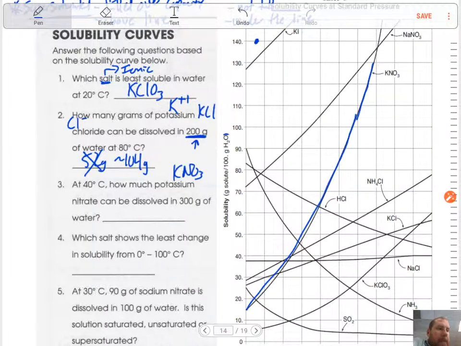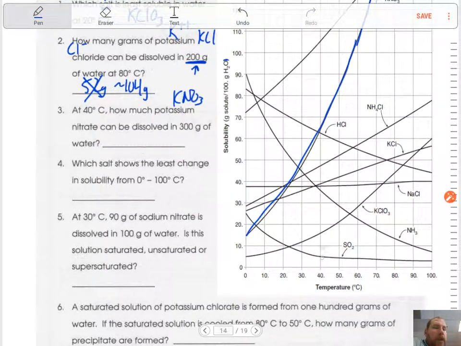Follow it down here. Okay, 40 degrees. Go up, see where it's at. I'm going to put a dot there just to kind of help me. It's about 65 grams. If you had 65 grams, you are incorrect.